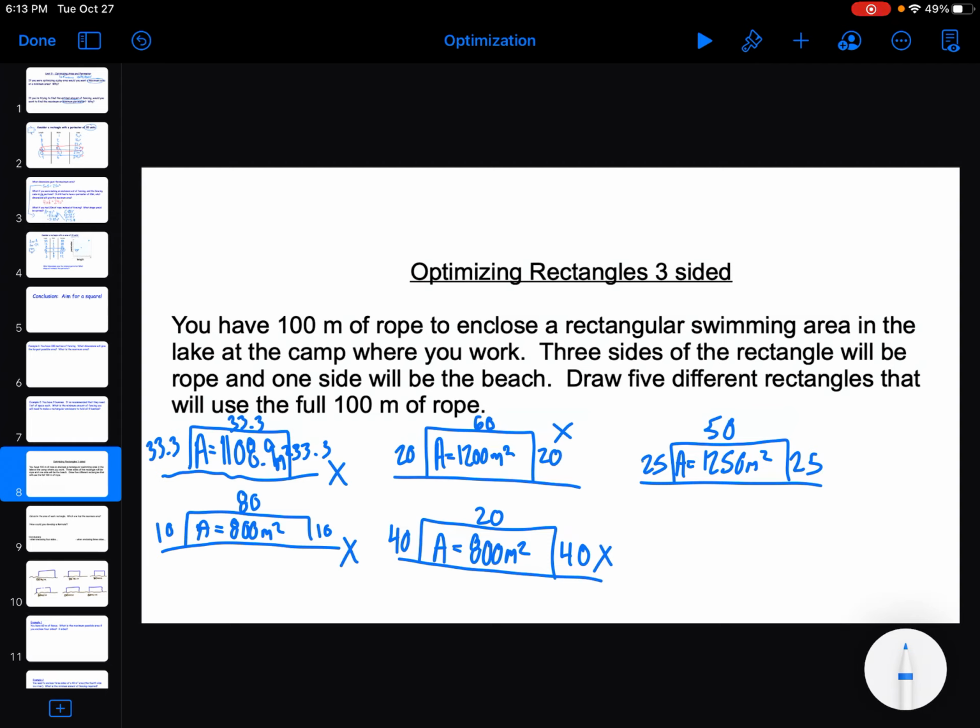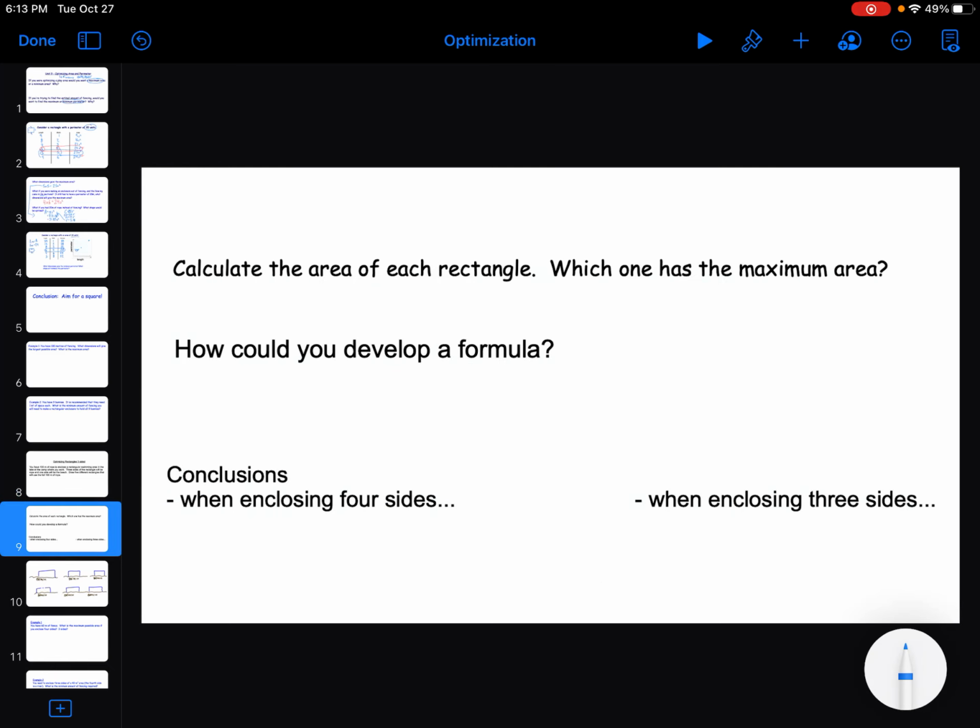Now if we did one less, we'd have 24 times 52, which is going to give us 1,246, which is smaller. But if we did 26 times 48, it also gives us 1,246. So in both cases, we're getting smaller. So this is actually our optimal or ideal way of doing this. So calculate the area of each and see which one has the maximum.